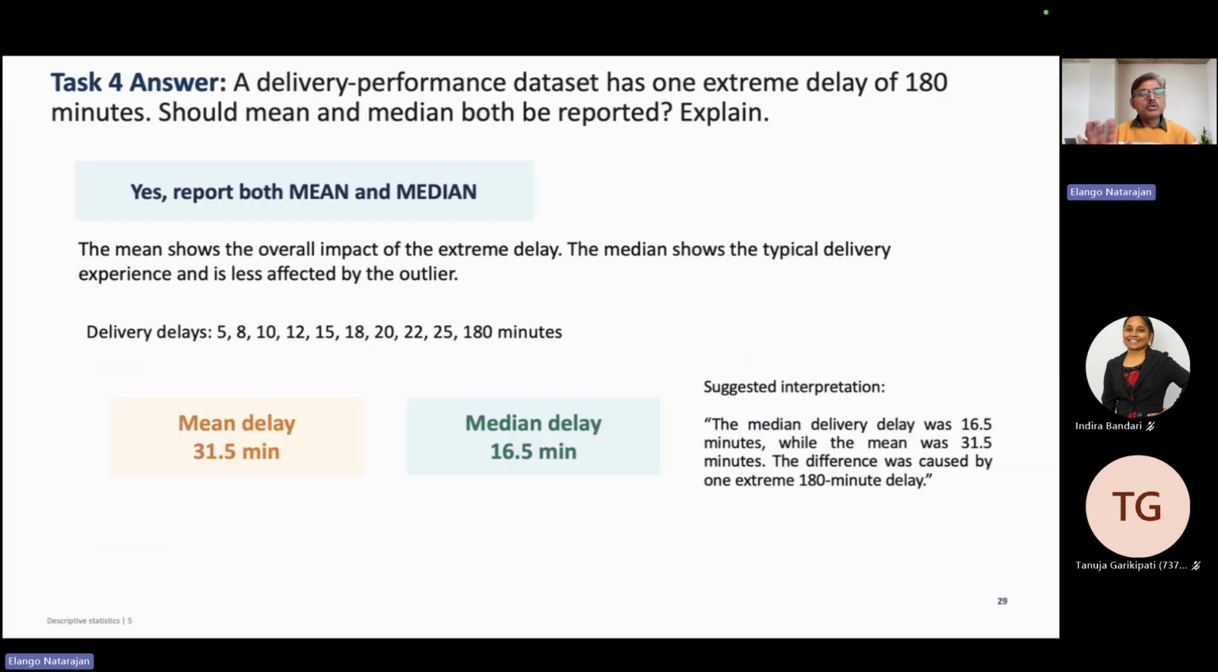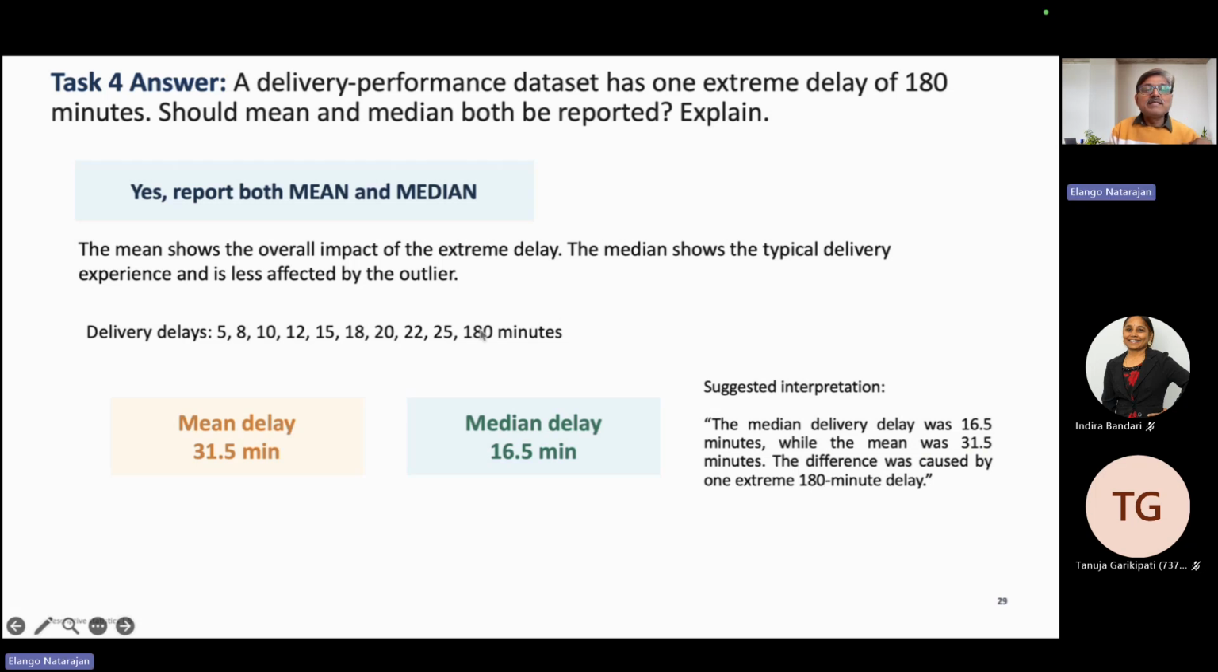Okay, both are okay. You can report median, or mean and median, and you can write like this. The mean shows the overall impact of the extreme day. The median shows the typical delivery experience, right? For example, you can write the suggestion like this: the median delivery delay was 16.5 minutes, while the mean was 31.5 minutes. So this difference is caused by the extreme 180 minutes day.